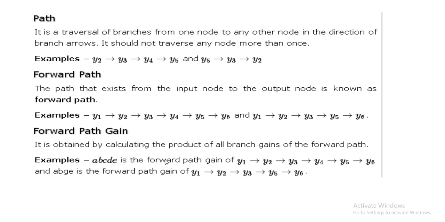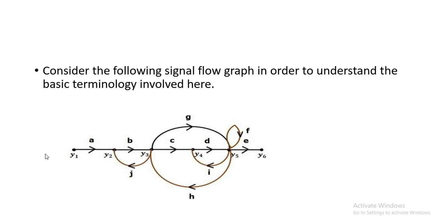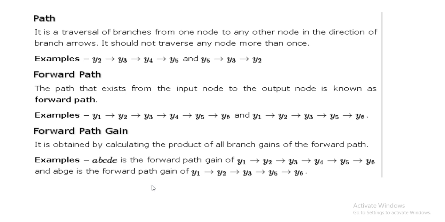Similarly, we have traversed another path like this one, which is the second forward path. So for this we are taking the signal from this point, and like this we are going. So we have to consider the branches in this path. It will be a multiplication of A, B, G and E. So similarly, ABGE is the forward path gain of y1, y2, y3, y5 and y6. I think now you got this concept.